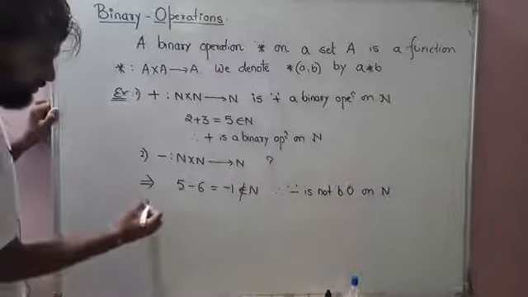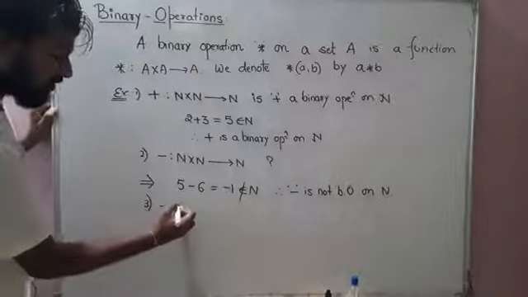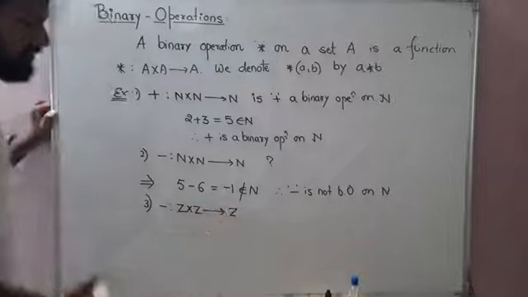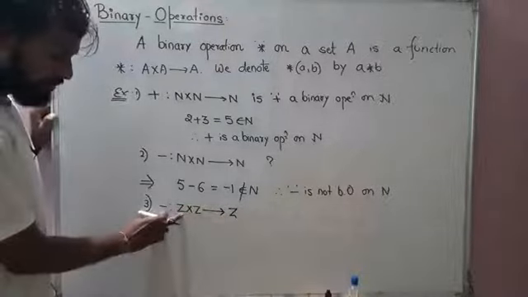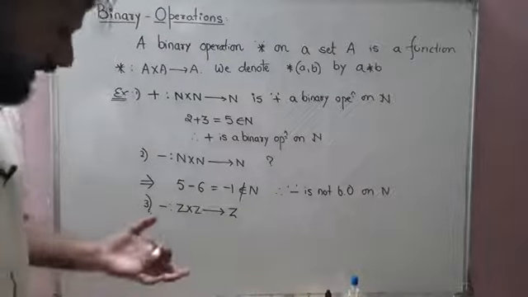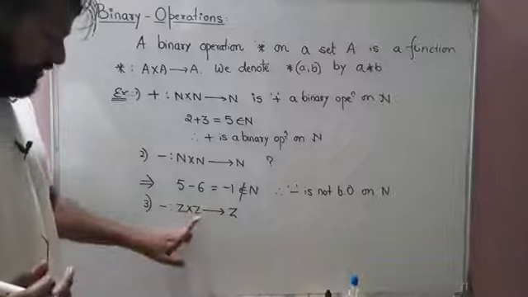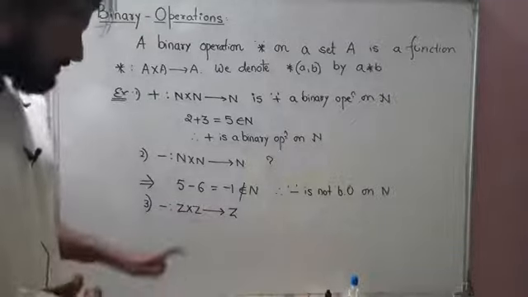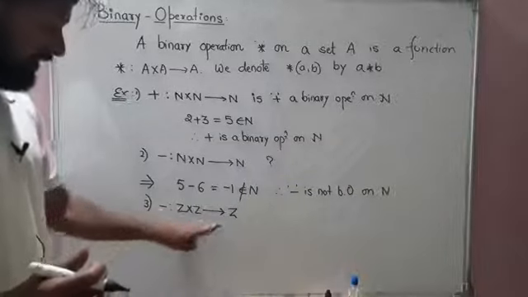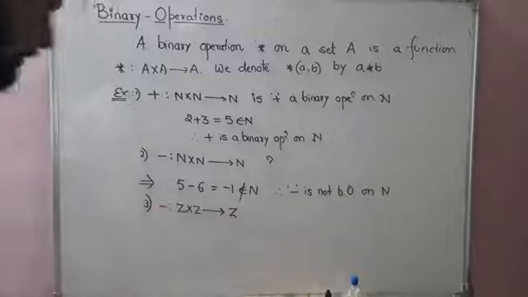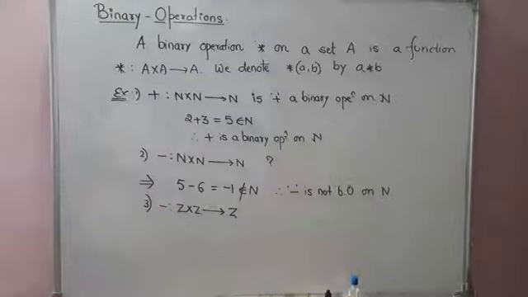But if I ask you subtraction on Z cross Z to Z, so you have to take any two elements from Z. What do you mean by Z? Z means integers, can be positive, can be negative. So you have to take any two elements from Z, subtract these two elements and check whether you're getting a Z or not, and comment it in the comment box. Please take it down so that we'll move on to the next concepts.